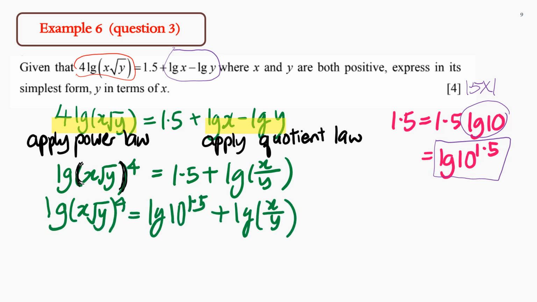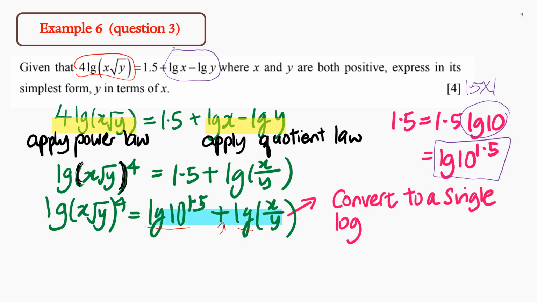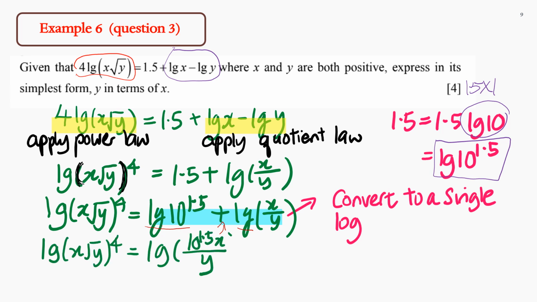See? If I change my 1.5 in terms of log something, can you see I have a log here and another log here, and this is plus? I can just apply the product law. Very good. So I have log on both sides, which means whatever is inside here has to be equal to whatever is here. It has to be equal. Correct? Okay, now let's continue.